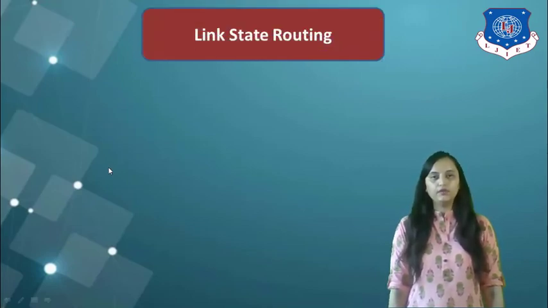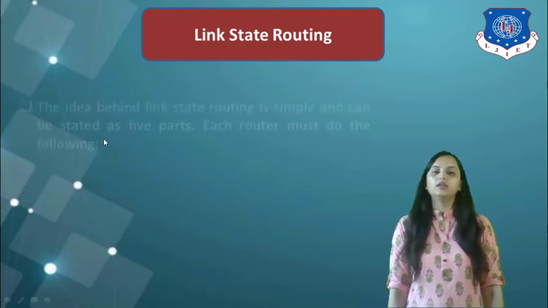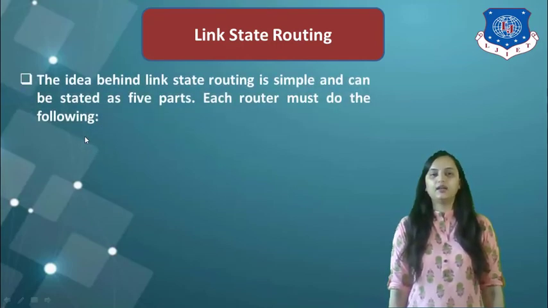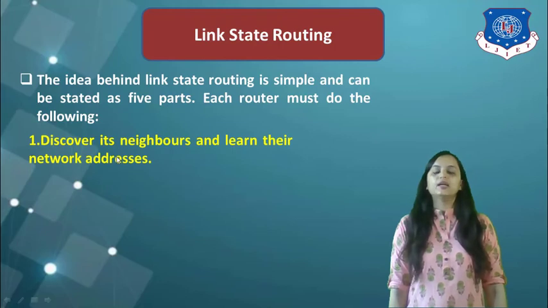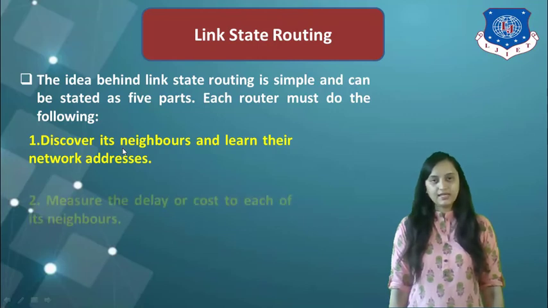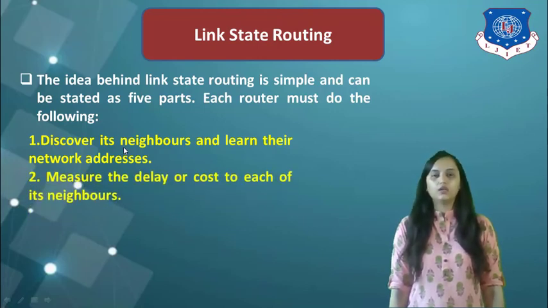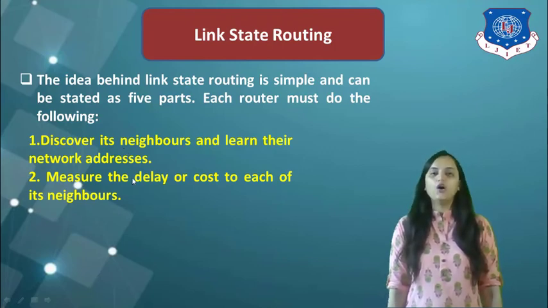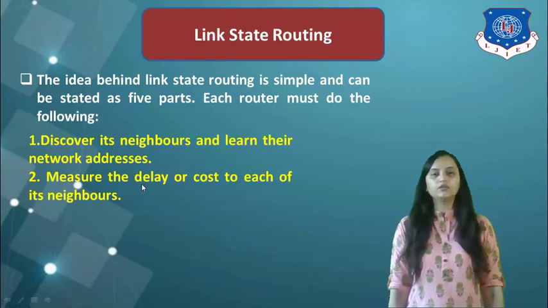The next dynamic routing algorithm is link state routing. The idea behind link state routing is simple and it can be stated in five parts. Here each router must do the following. First, discover its neighbors and learn their network addresses. Second, measure the delay or cost to each of its neighbors. So it should measure delay or cost, or whatever the parameters are according to the network requirement. It has to measure and update it according to its neighbors.